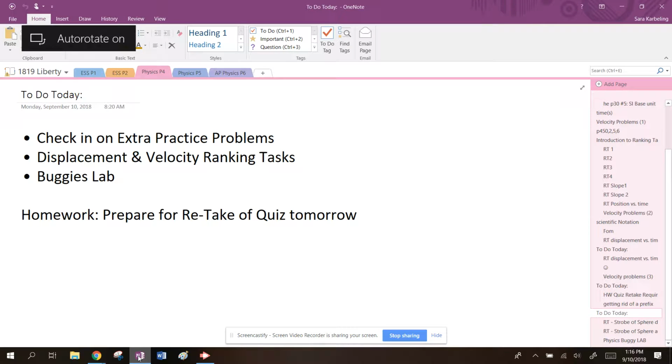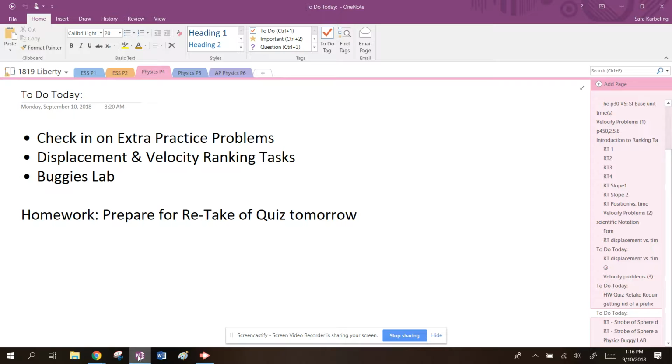So my plan for the day today, we just talked about that. We're going to do one quick ranking task, and then we're going to work on the buggy lab that you started last time. We should be able to get almost through it, if not completely through it today. Homework for tomorrow, you don't have any additional homework except to prepare for the retake if you are taking that. I don't want to put anything else on your plate. We will start some new stuff tomorrow after the quiz. Sound fair?